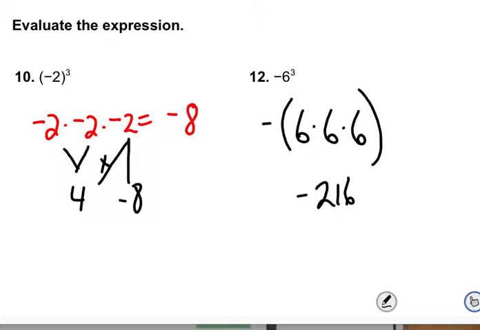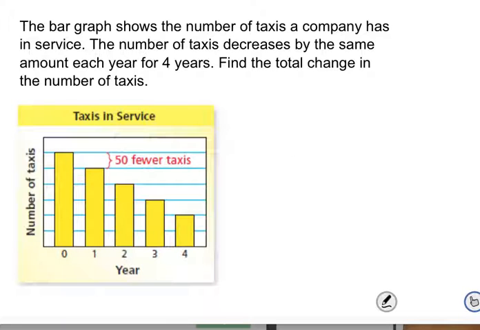Let's apply this to a real world application. The bar graph shows the number of taxis a company has in service. The number of taxis decreases by the same amount each year for 4 years. Find the total change in the number of taxis. How many is it dropping each year? How many fewer taxis does the chart say per year? 50. So a negative 50.